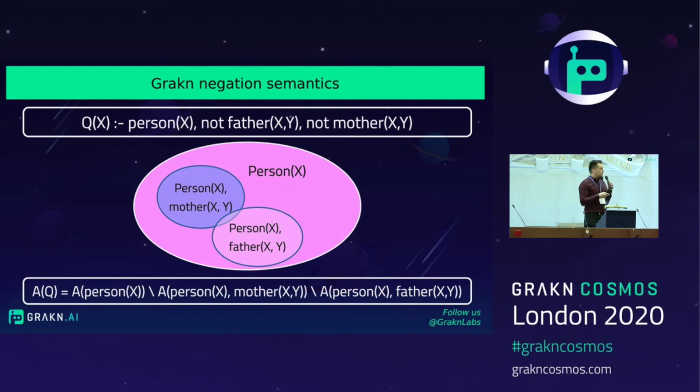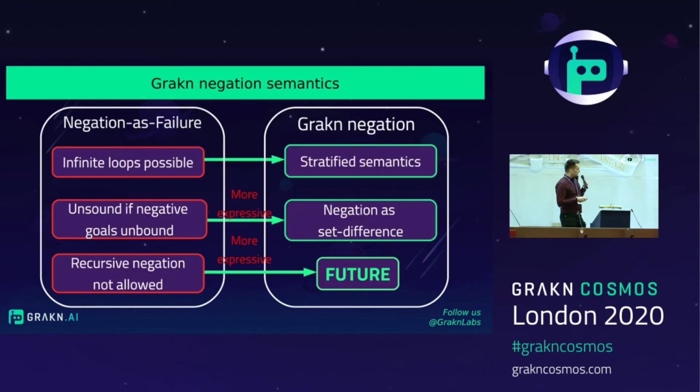So we can actually visualize the answer sets of this query in terms of sets. So then the answer to our query is basically the set difference of all the people minus the people that have a mother minus the people that have a father. So in that way, we define the meaning of our negation operator and how we interpret it so we actually arrive at an answer. So this is the extension we did to provide more expressivity.